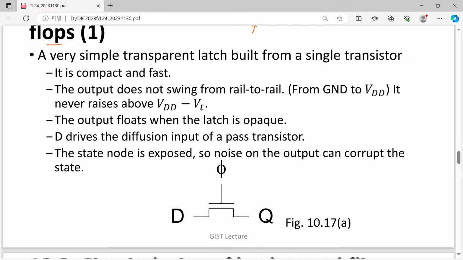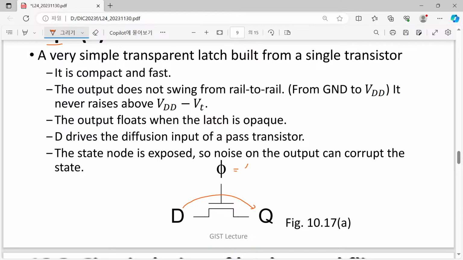The latch just sends the D signal to Q only when the clock signal equals 1. Actually, this simple MOSFET can be used as a Q or D latch. So think about this one. When the clock signal is 1 and D and Q are different, what will happen?